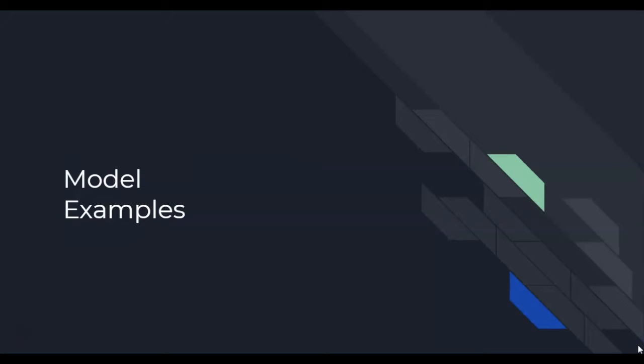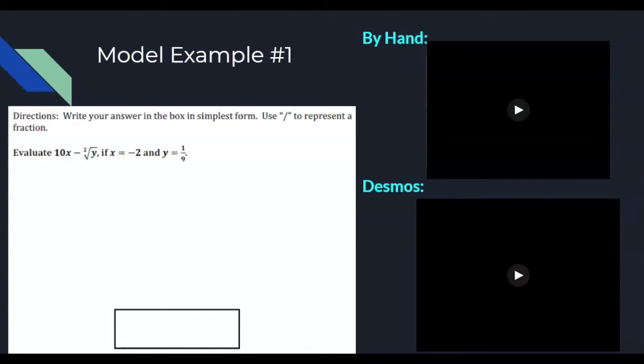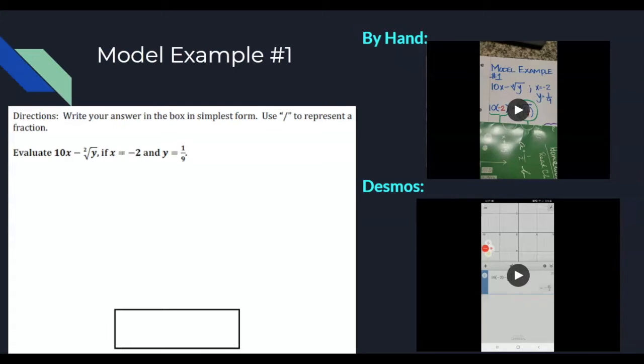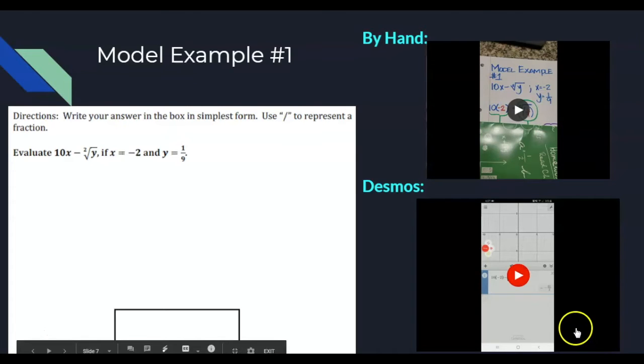Now that you have learned our skill for today, we will look at some model examples. Please copy and complete the examples in your notebook. Also, please feel free to jot down any information that you hear within the explanation. First, we will look at this example being done by hand.